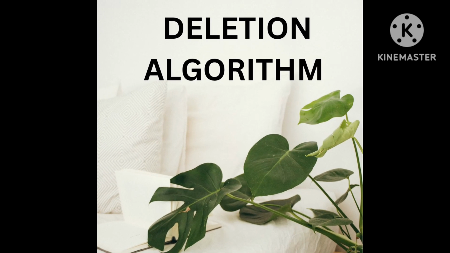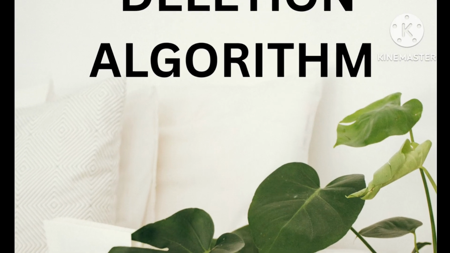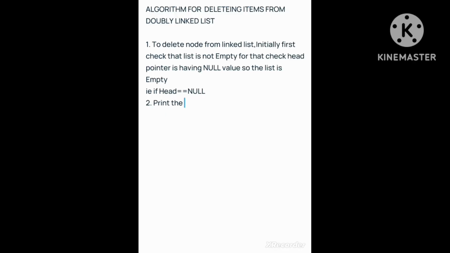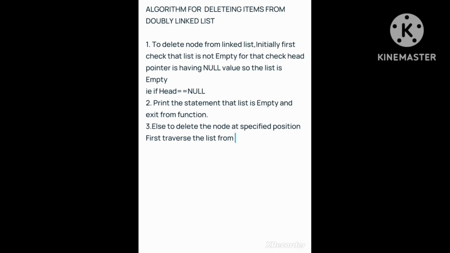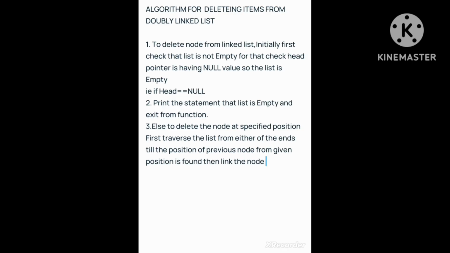Now let us understand the deletion algorithm in doubly linked list. Now here is the algorithm. For that, first of all we will check whether our list is empty or not. If our list is empty, that is head and pointer are null, having the null value, then simply print the statement that our list is empty. Otherwise we will go to the else part.